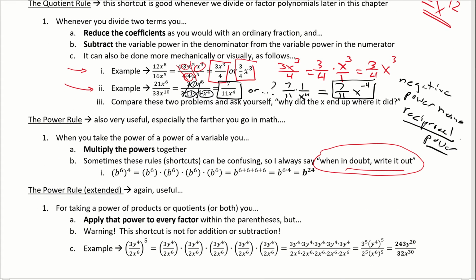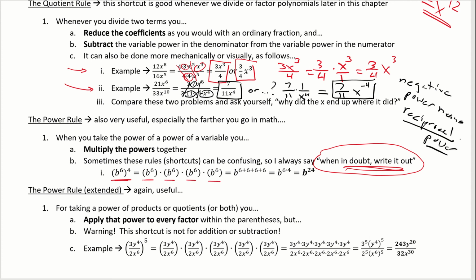But now you have the power rules going on. What if you take a power to a power? What if this happens to me in life? And it will, because you're in algebra. Again, I say, when in doubt, write it out. b to the 6th to the 4th power means the base is multiplied with itself 4 times. That's what the 4th power means. So I wrote b to the 6th times b to the 6th times b to the 6th times b to the 6th.